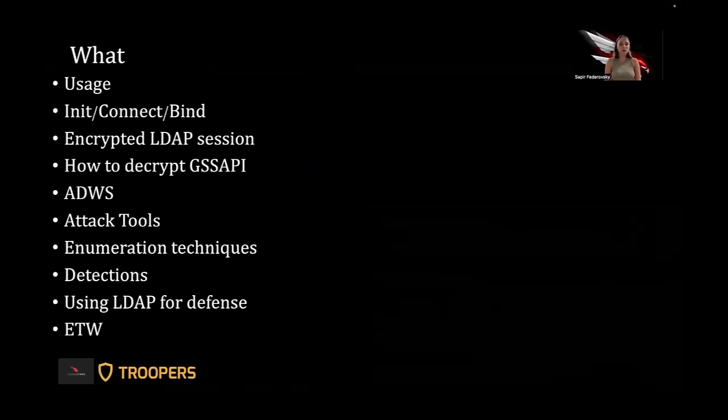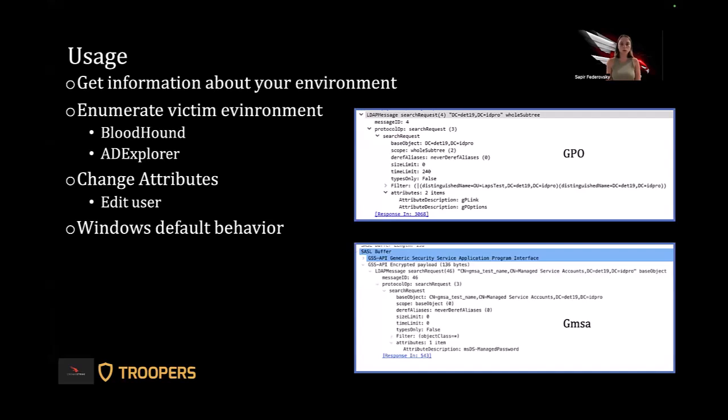So what are we going to speak about today? We start with LDAP usage: who uses LDAP and why? Then we'll speak about the LDAP traffic flow, so initialization, connect, and bind functions. Then we'll talk about encrypted LDAP sessions and how to decrypt GSS-API encrypted LDAP sessions. Later, we speak about Active Directory web services. And then we see some attack tools and enumeration techniques. We speak about how we can detect those. And finally, we see how we can use LDAP for defense and what we can do with ETW when it comes to LDAP detections. So let's start with usage.